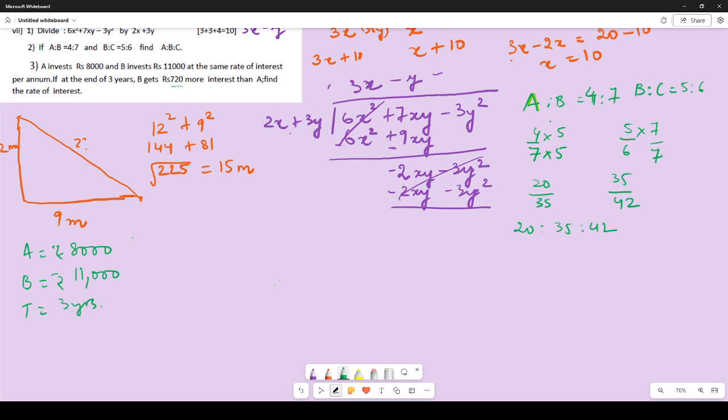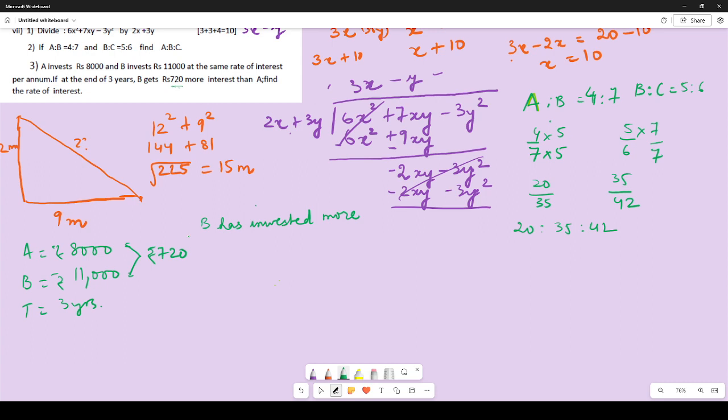Now, let us say A gets some interest. And B also gets some interest. Now the difference between their interest is rupees 720. B is getting 720 rupees more than A. Why? Because he has invested more than A. This interest is on the extra sum that he has invested. So B has invested more. How much has he invested more?